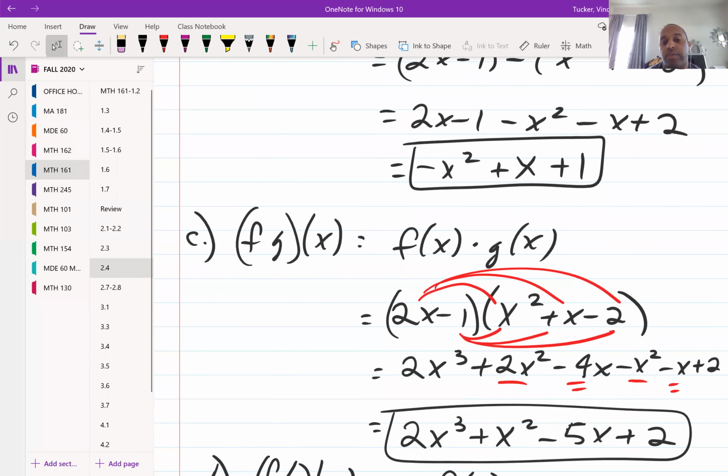Combine your like terms. Add your 2x squared and your negative x squared. Negative 4x and negative 1x. And you will have your most simplified expression.